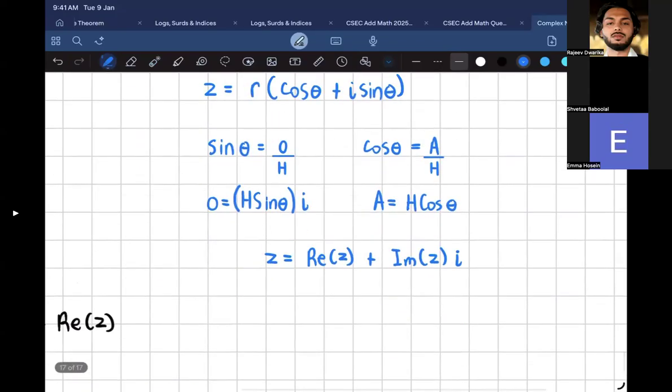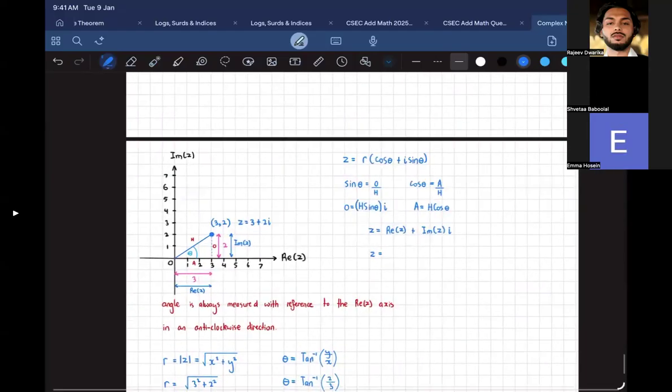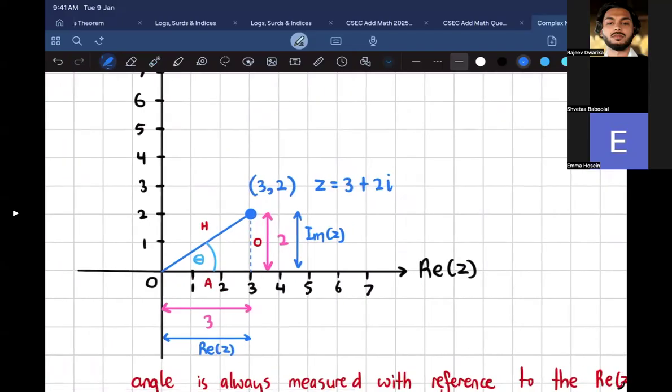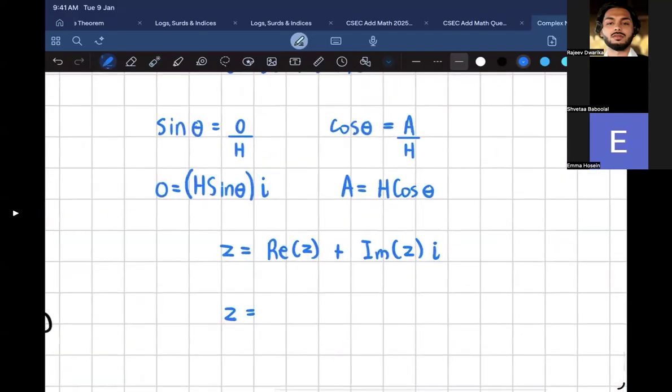So what could I use to represent the real part? The real part is given by A. If you look at the diagram, A is 3. That's the real part. Cos is real. So I'm going to write H cos theta, and the imaginary part is given by what? Sine. H sine theta, times i.